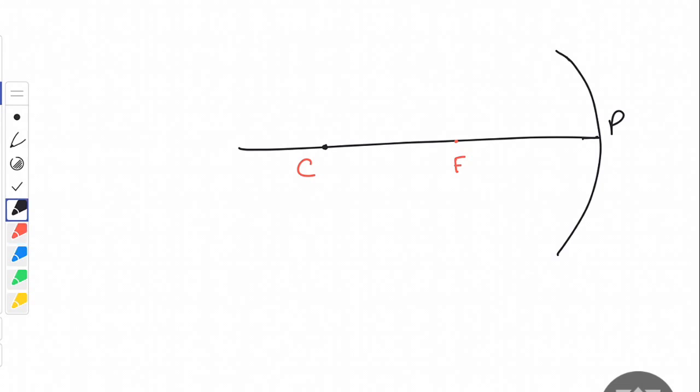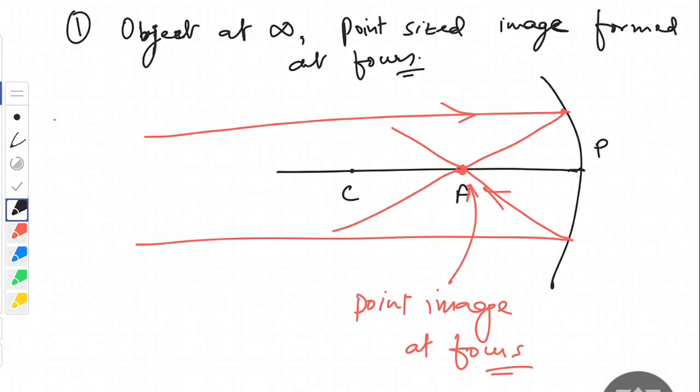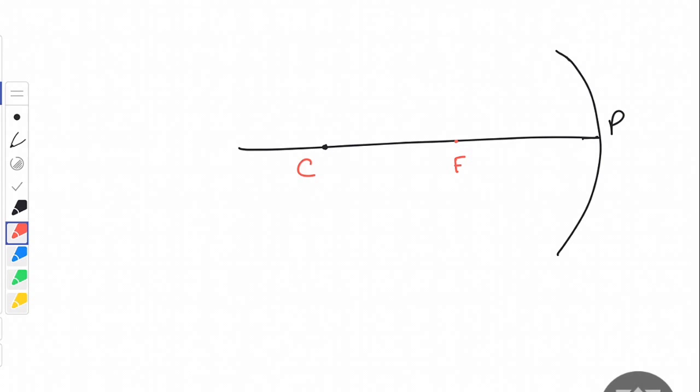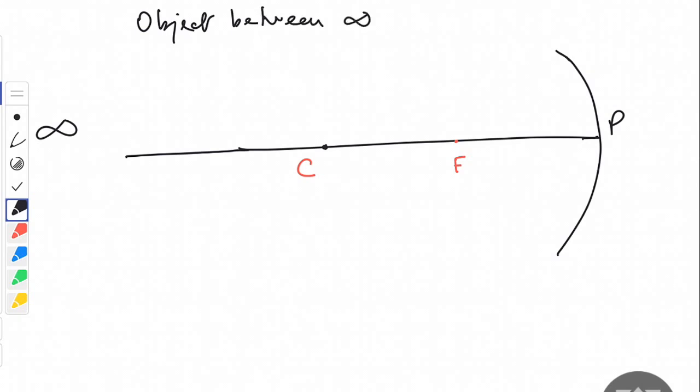The first scenario was object at infinity. Now for the second scenario we'll bring the object closer. The object was at infinity, now we bring it here, and say the object is between infinity, which is very far off, and the center of curvature. So the object is between infinity and C. Let's say the object is here.